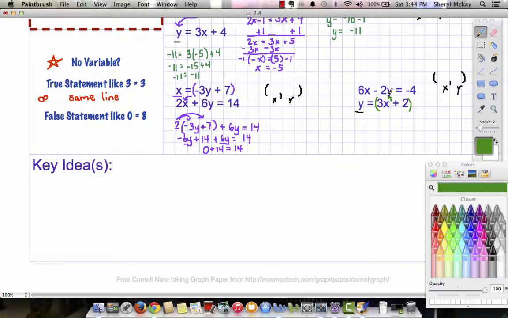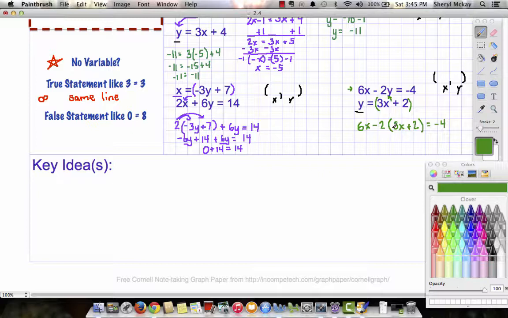So I'm going to rewrite this top problem, and wherever I see a y, I'm going to put 3x plus 2 in its place. So I write 6x minus 2 times, what's y equal to? Well, it's equal to 3x plus 2. And the whole thing equals negative 4. And I'm going to solve. Why don't you go ahead and solve too and see what you come up with.